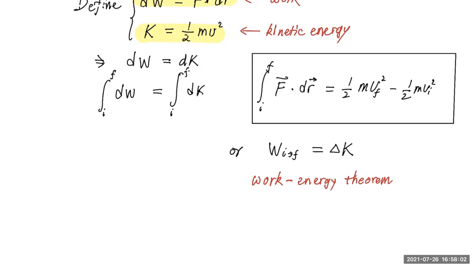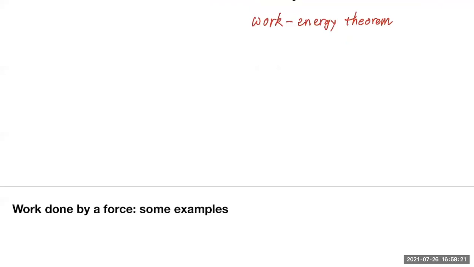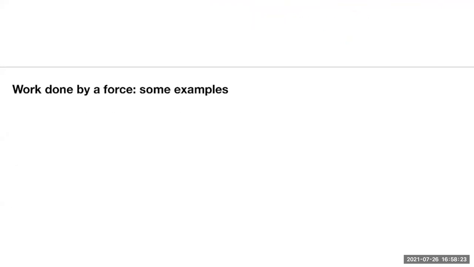But the left-hand side remains mostly dependent on the path that links initial and final state. It's the work done by the force going from initial to final state. You have to know how to do this integral, otherwise you still cannot solve the problem with the work energy theorem. So how does one find work? Okay, work done by a force. Let's look at some examples.